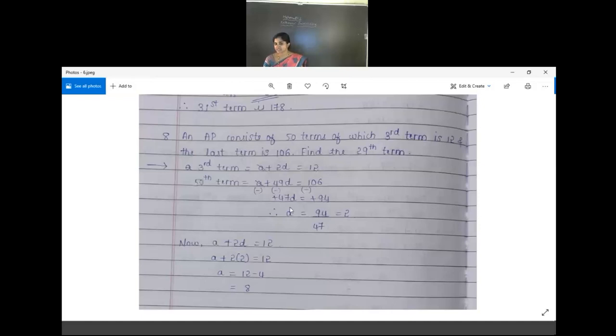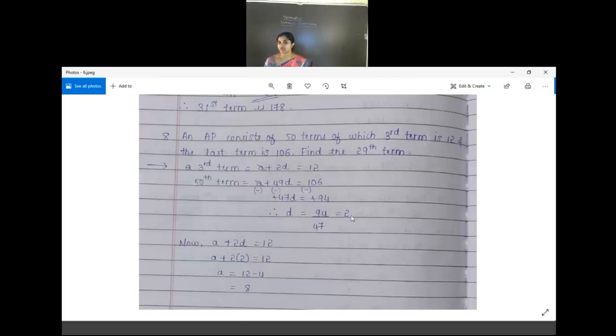Therefore, D is minus, minus get cancelled. So here you can observe this is cancelled, not plus sign there. Okay, cancelled. Then D is equal to 94 by 47. That is equal to 2. D is equal to what? D is equal to 2.